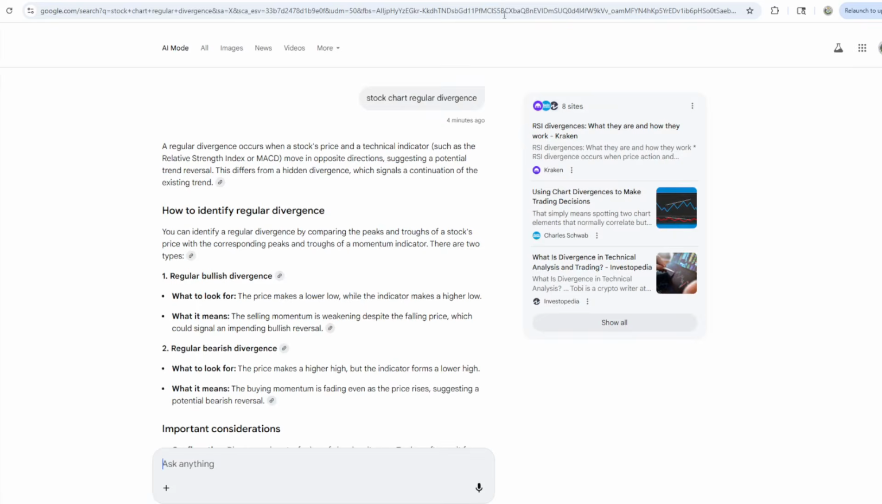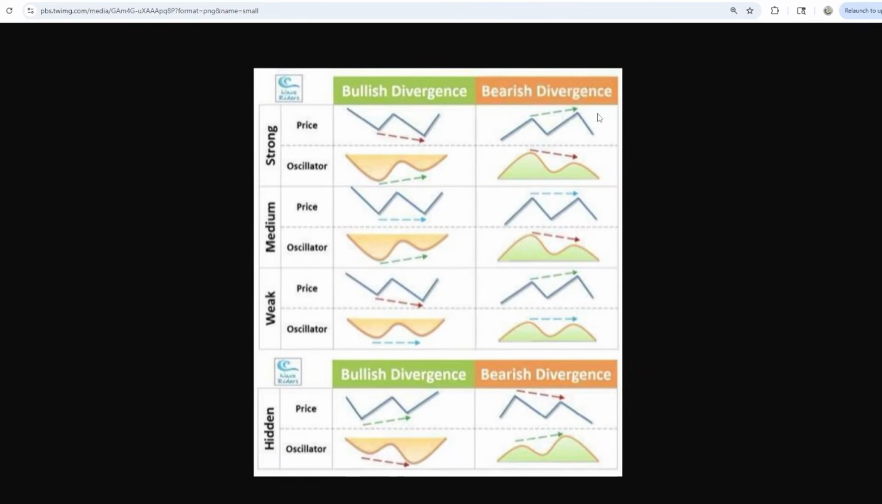For today's lesson, we're going to talk about regular divergence. You've heard the term a lot. What is it? It's essentially when an oscillator like the RSI, the on-balance volume, or the MACD is moving in the opposite direction of the price. These oscillators should confirm what the price is doing. They should confirm the trend.